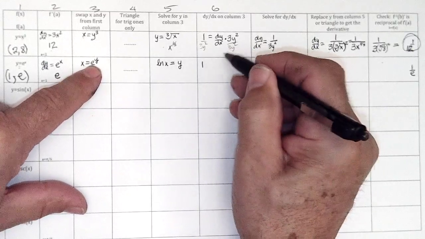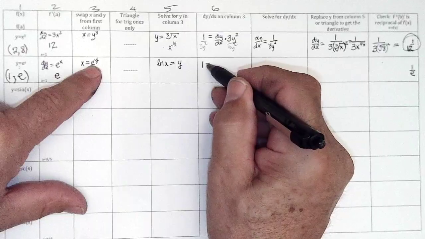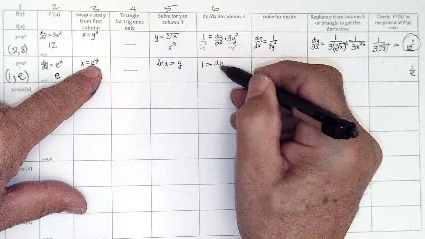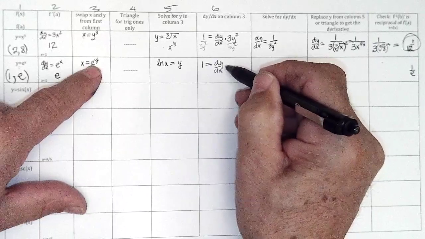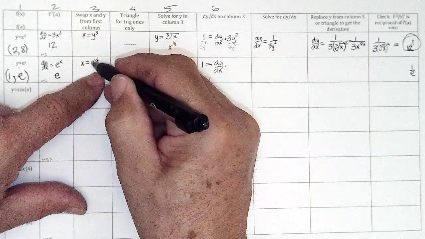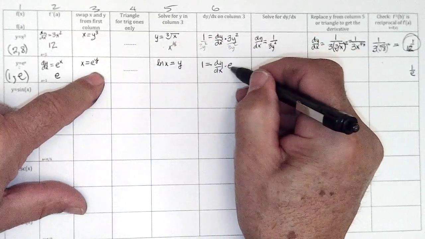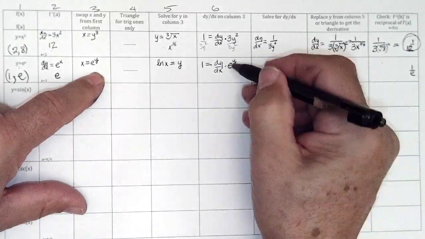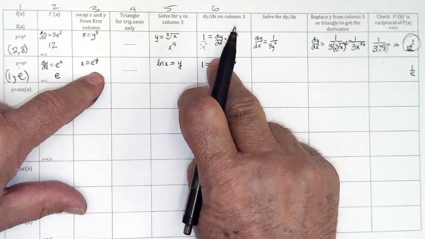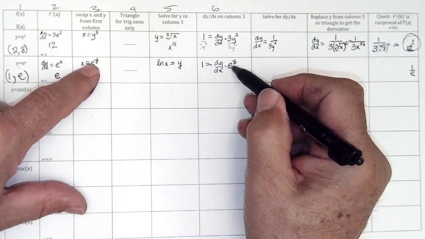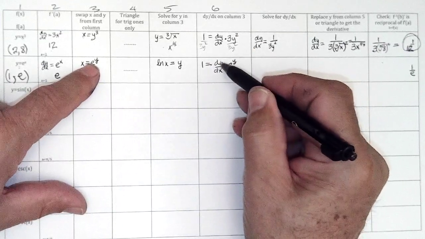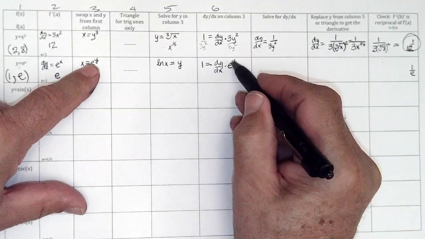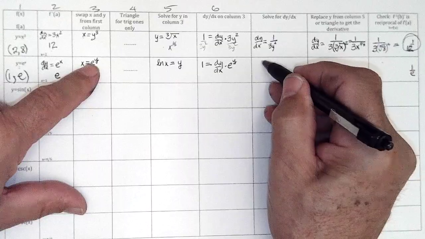The derivative of e to the y is the derivative of the inside. The derivative of y is dy/dx, times the derivative of e to the y, which would be e to the y. Now, if this was an x, it would have been just e to the x. Didn't need that. But since it's e to the y, we have to do the derivative of the y times e to the y. Solving for dy/dx, we divide by e to the y.